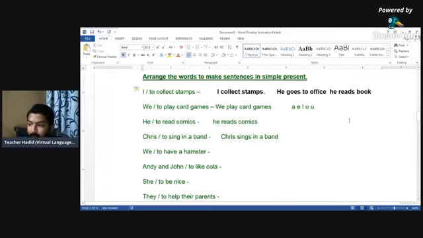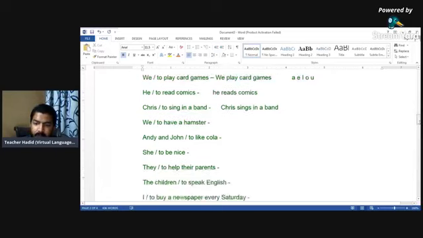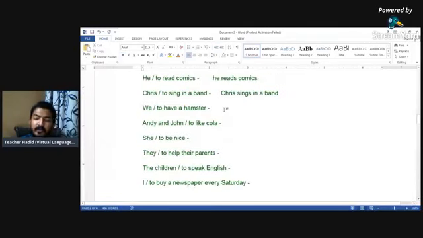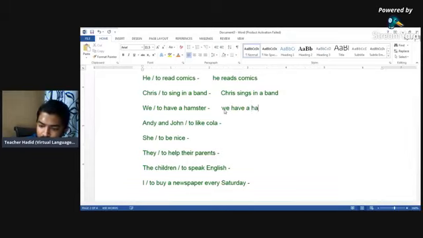Anyway, coming back to the topic. The next sentence we have is we to have hamster. So what should be the right sentence? I'm giving you 3 seconds to think this time. One, two, three. So the right sentence should be we have a hamster.